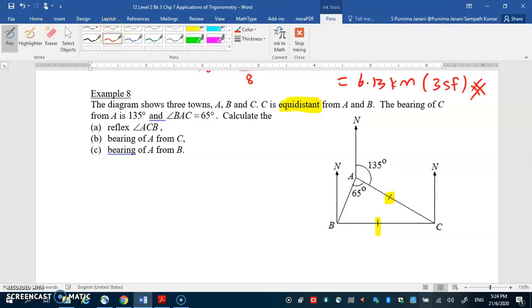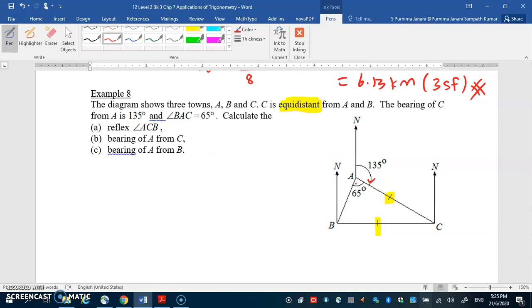Okay, the bearing of C from A is 135. So from A, meaning you draw your north at A, then you go clockwise until you hit line AC. This angle is 135 degrees, and angle BAC is just 65 degrees. So this is 65 degrees. Okay, calculate the reflex angle ACB.